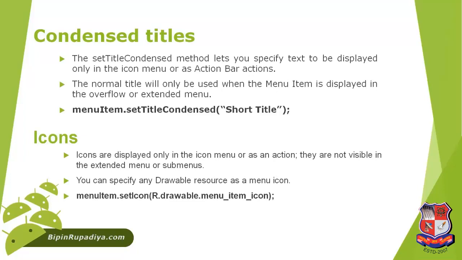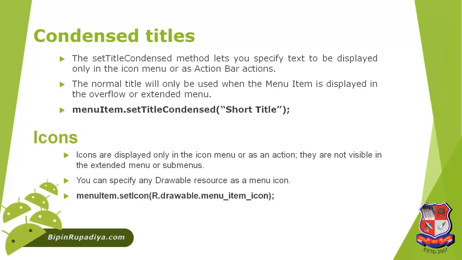In a menu item, if you have two or three long keywords that cannot fit in a particular view, then this condensed title can be utilized. Say that in an action bar you want to show this item as a button. A big title cannot be accommodated there because of less space, so this condensed title can be utilized. You can say it's an alias of your big title, which you can specify right here.